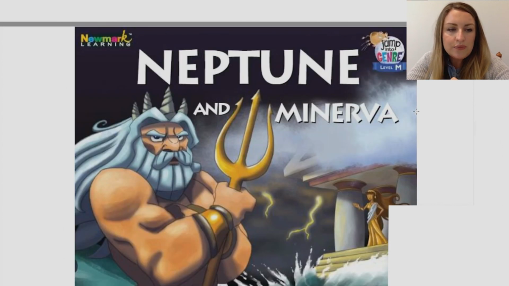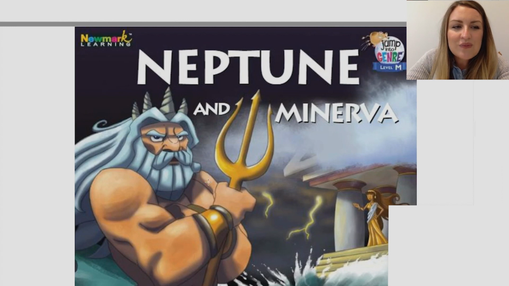Can you point to Neptune? Excellent, there he is. Can you find Minerva and point to her? Yep, there she is on the stairs. Now, Neptune was known as a god because he's a boy. Minerva is known as a goddess because she is a girl. Do you remember what this thing is that Neptune is holding? That's right. It is a trident. You say it, trident. Very good. It was a weapon that fishermen used to catch fish.